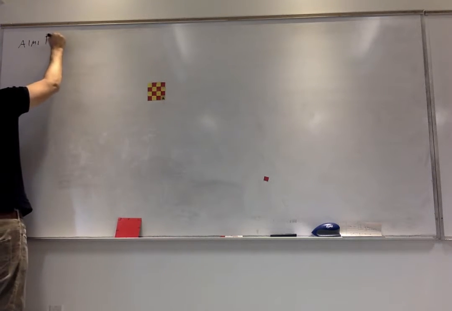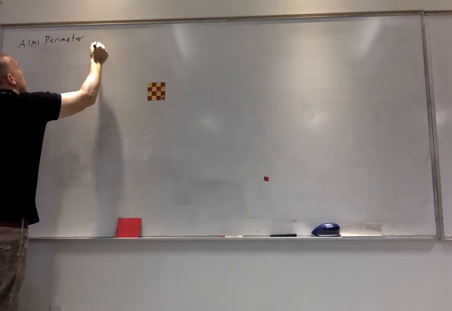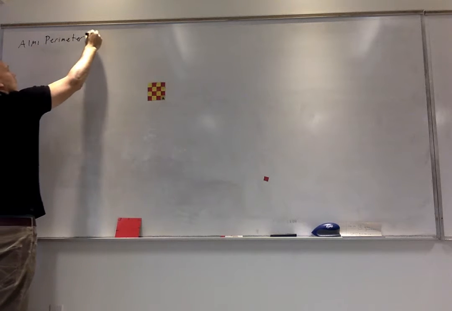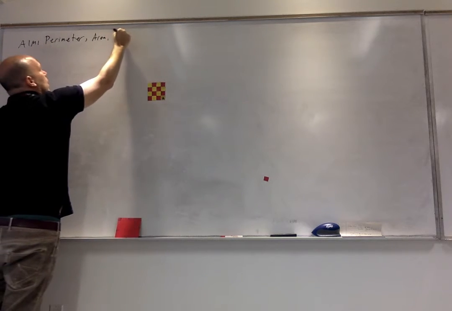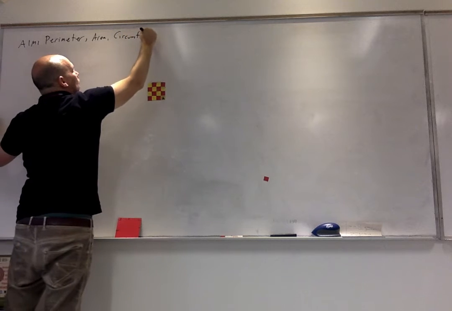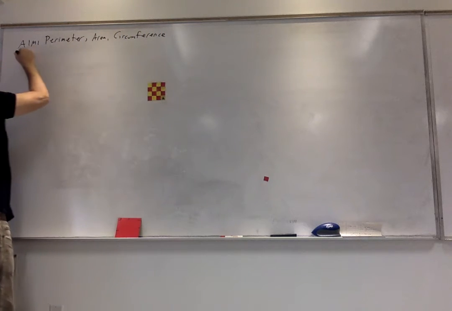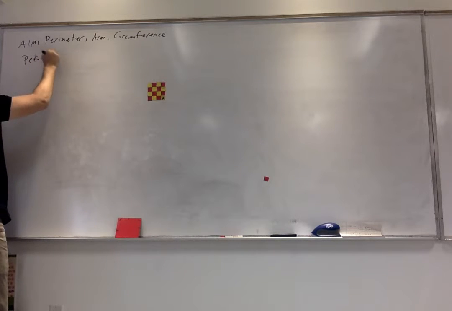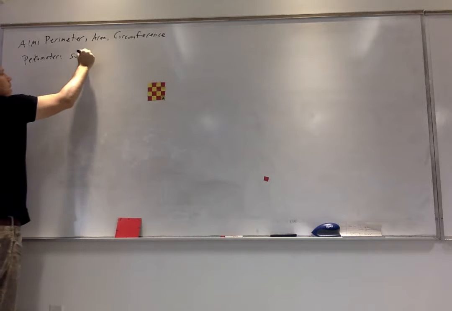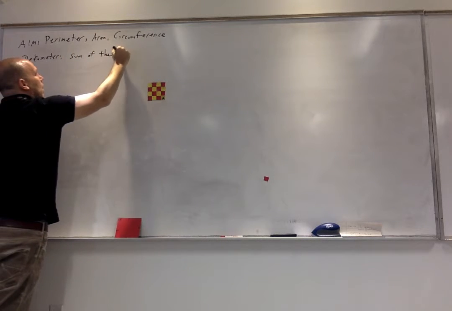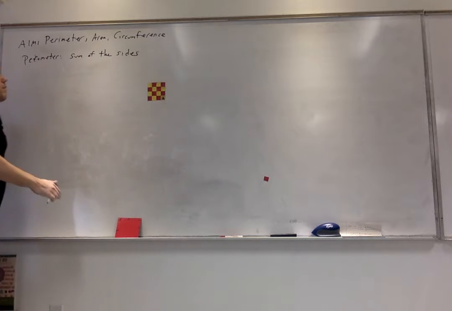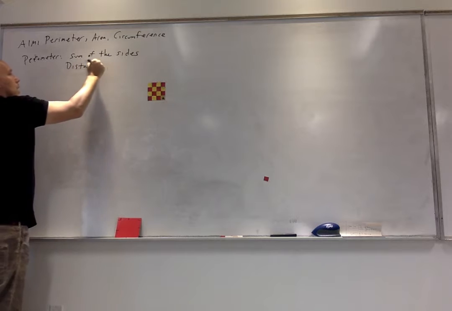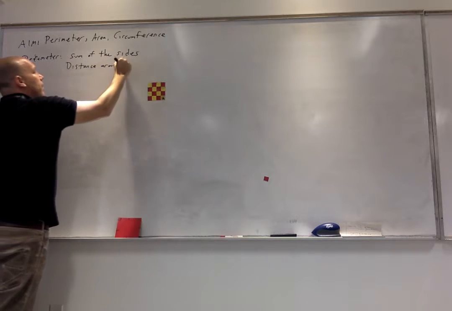First thing is perimeter. So we know from your previous knowledge, the perimeter is the sum of the sides, or you know it as the distance around the figure.